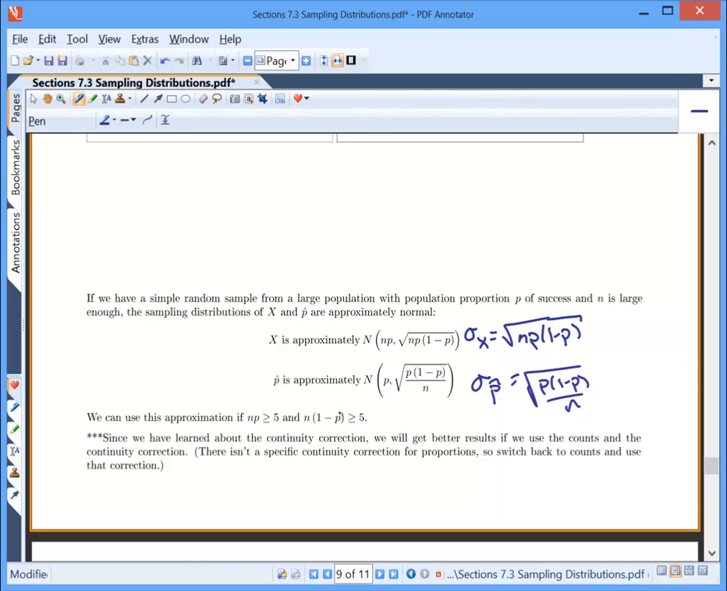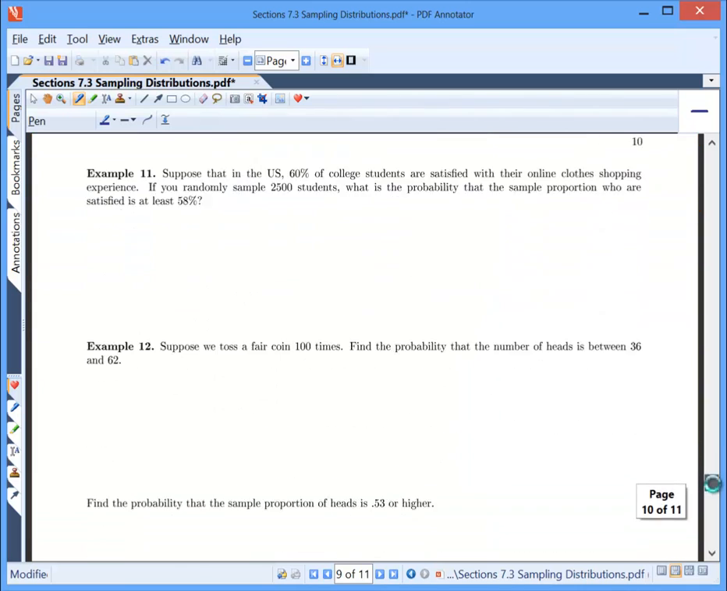Now, in most lower level classes, we just teach this and students just standardize directly and go ahead and find the probabilities. But in this class, we have learned about the continuity correction, so we're going to get better results if we use that. Now, we only have a built-in continuity correction for counts. We don't have one for our proportions. So for every problem that asks you to find the probability for a sample proportion, just switch it back to counts and find that probability so that you can use the continuity correction, because you will get slightly more accurate results.